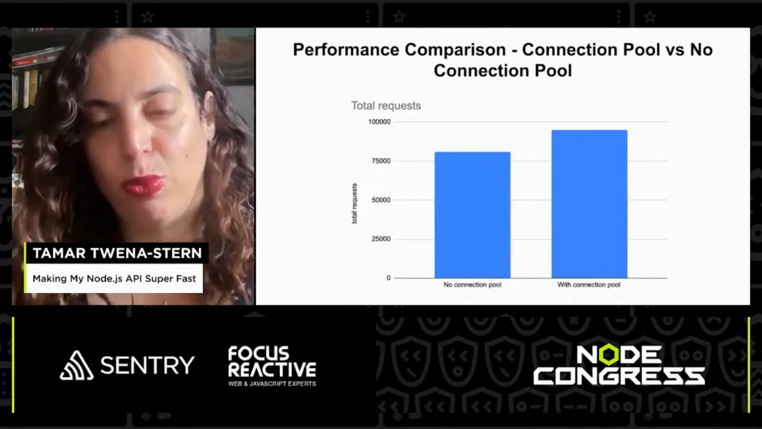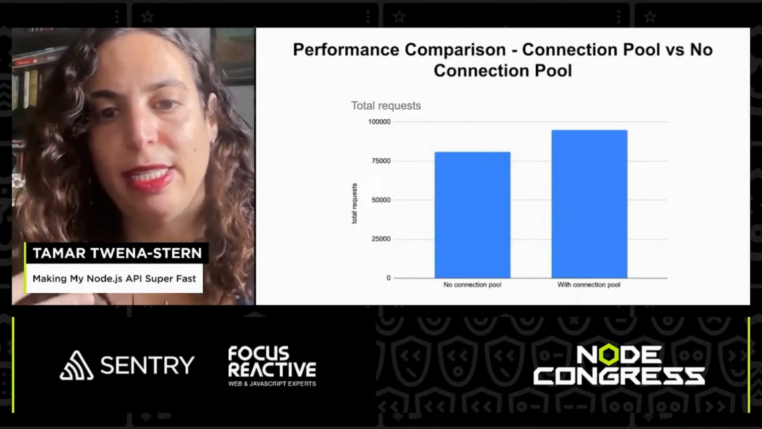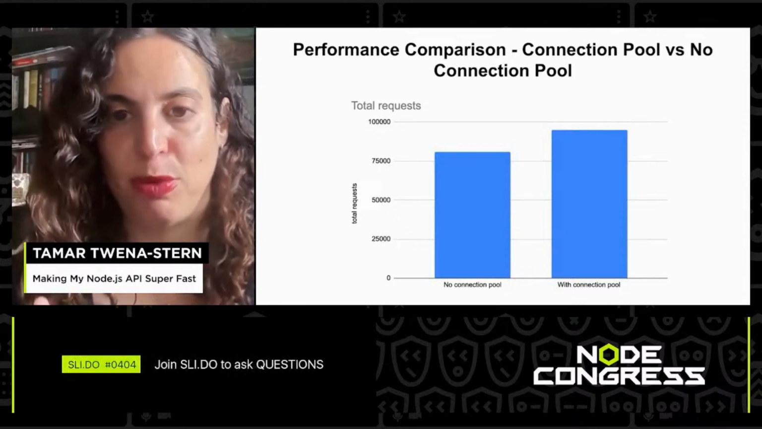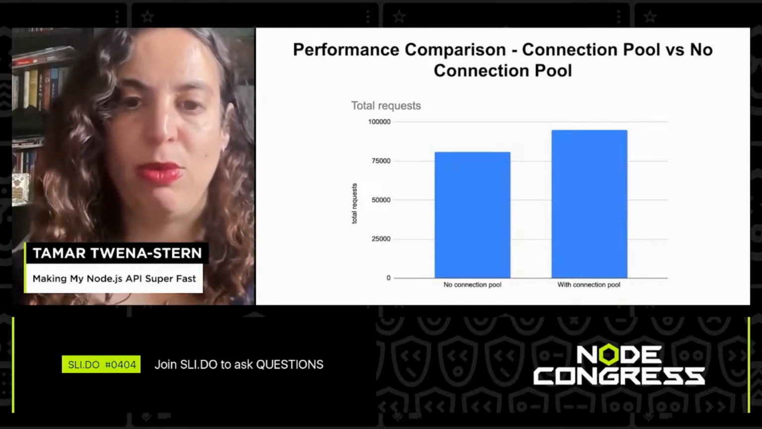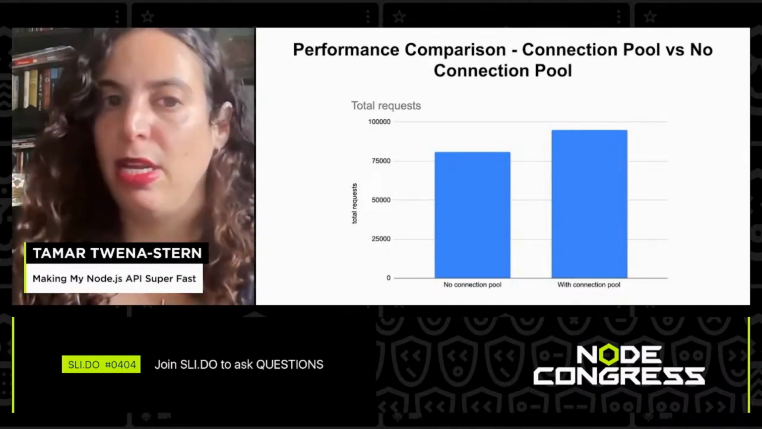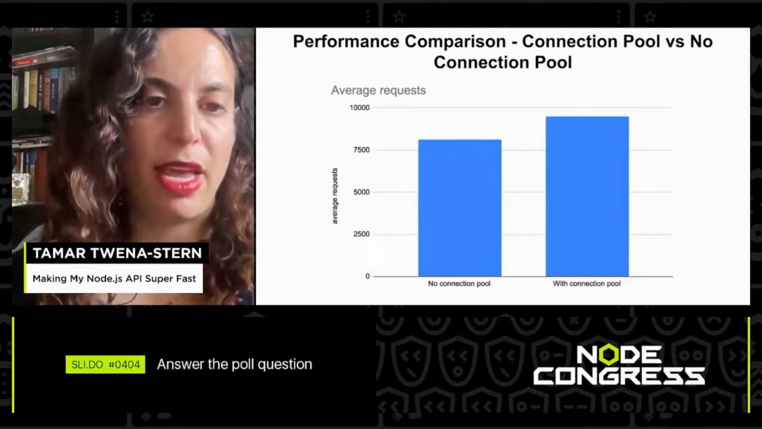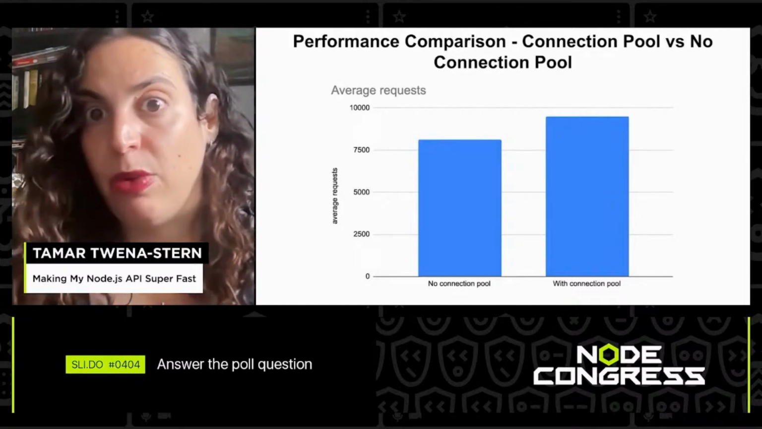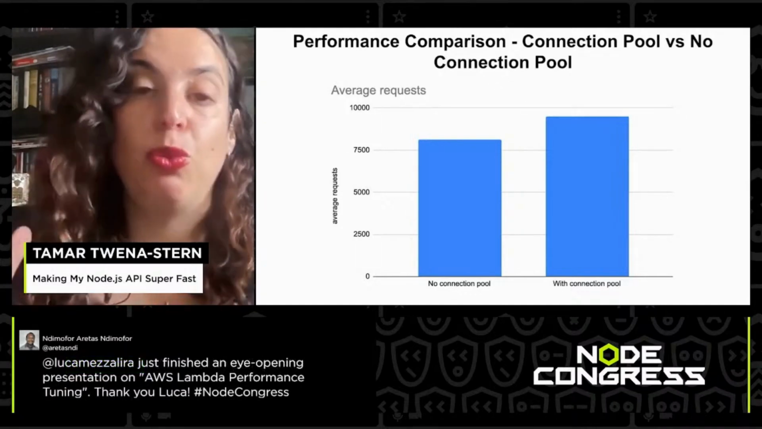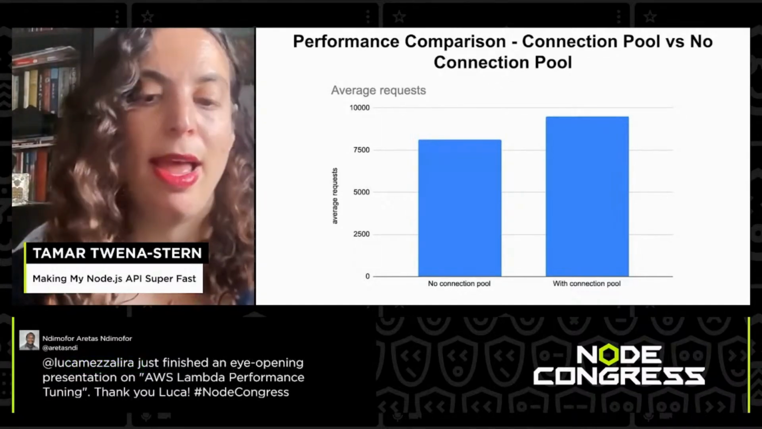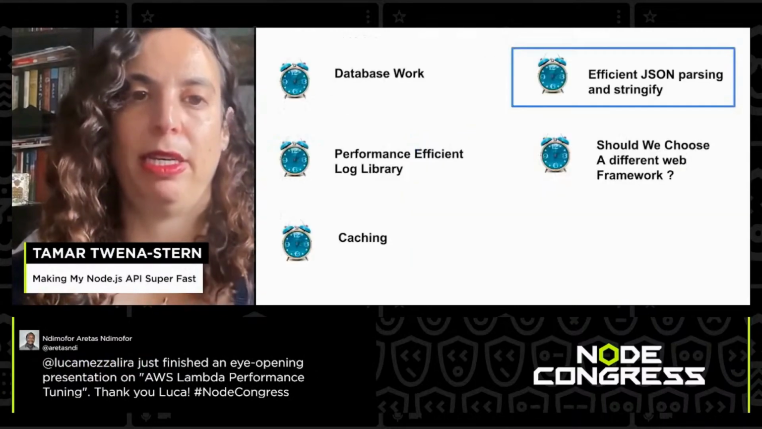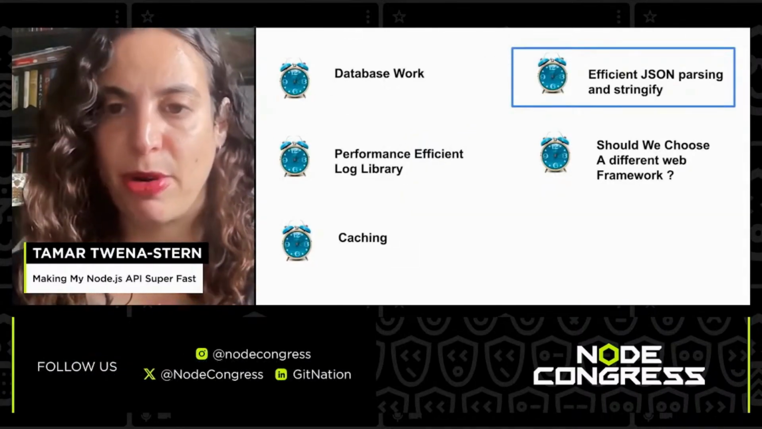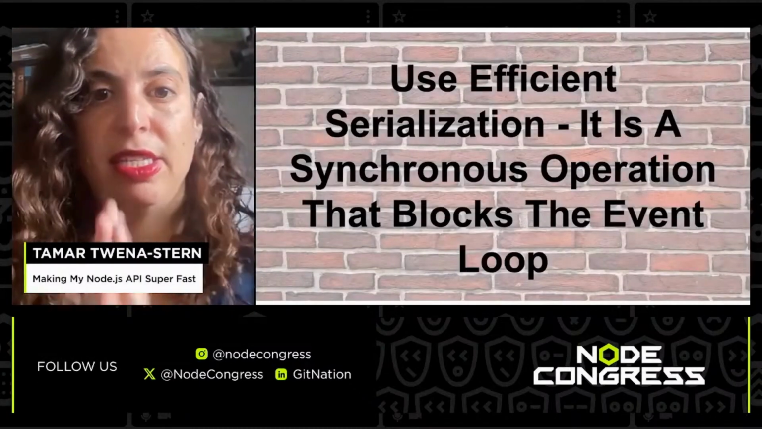And if we look at that with graphs, we can see that when we optimized our connection pool, the performance went up by 20%. We're looking at the total requests, the average requests, and also the latency became shorter. So another important thing to keep in mind is to work with a connection pool and make sure that you're optimizing it. All right, now let's talk about efficient JSON parsing and stringify.